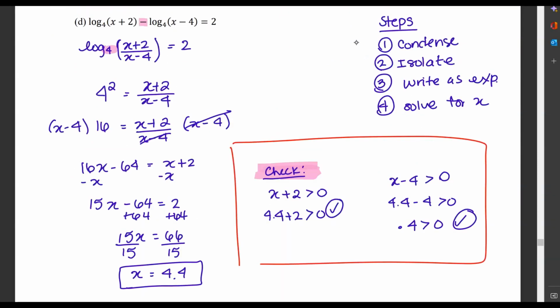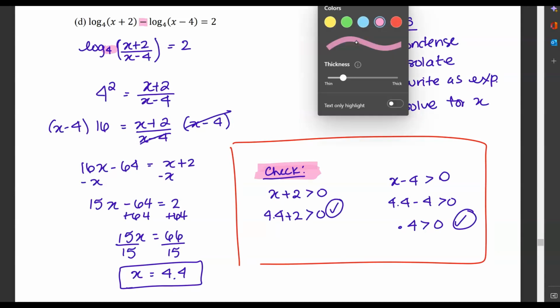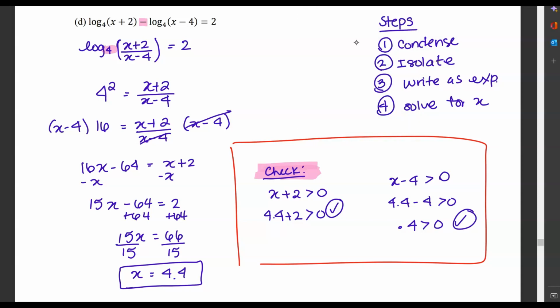All right, so for this one, notice that we're using the quotient rule. So we're going to first condense, and I wanted to write some steps over here for everybody. So the first step is to condense. So that's what we're doing here by using the quotient rule. Our base is 4 here, so we're going to take 4 to the 2nd power, and set it equal to what our input was there, which is x plus 2 over x minus 4.